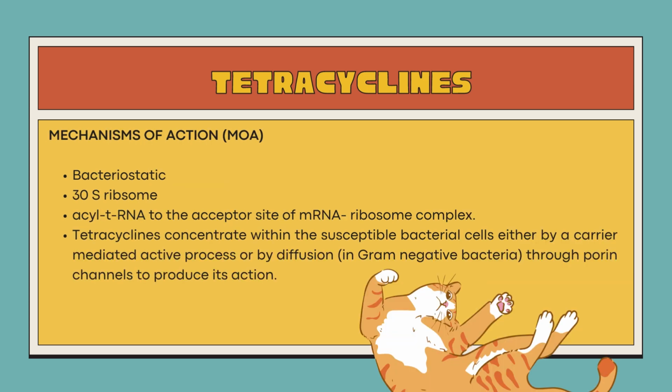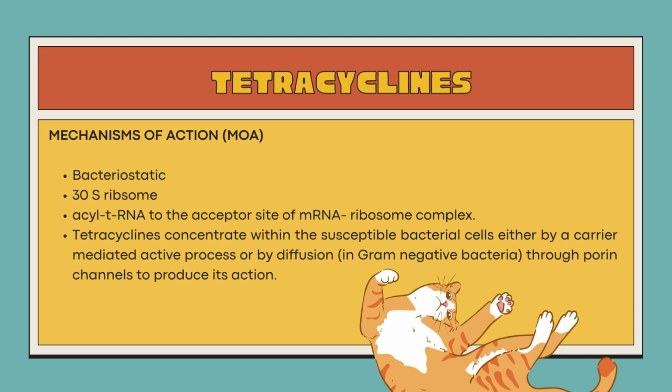Moving on to the mechanism of action of tetracycline. The tetracyclines are primarily bacteriostatic but exert a bactericidal effect at higher doses. Therefore, a responsive host defense system is essential for their successful use. They inhibit bacterial protein synthesis by preferential binding with the 30S ribosome in susceptible organisms, preventing the attachment of amino acyl tRNA to the receptor site of the mRNA ribosome complex. As a result, the peptide chain fails to get elongated.